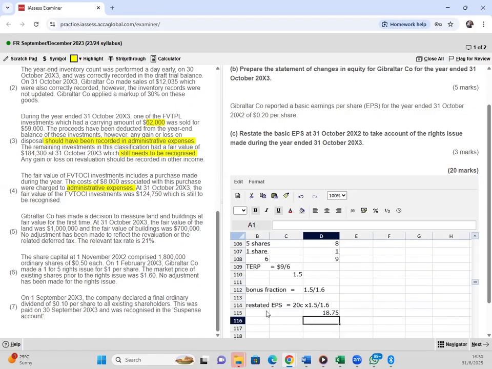So our restated earnings per share would be, these are cents, so 18.75 cents, or that can be rounded off to 19 cents.